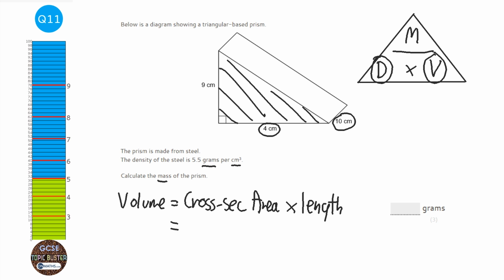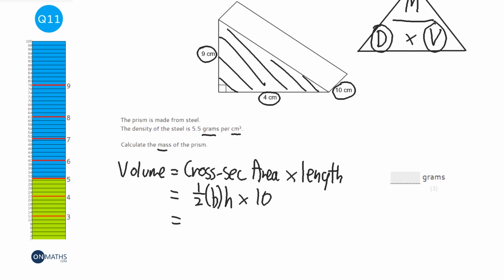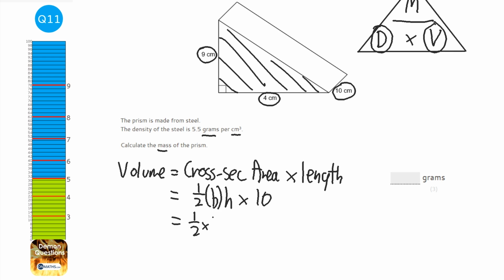We've got the base, which is 4, and the height, which is 9. So it's half times base times height, and then we're going to times it by the length, which is 10. So what have we got? The base, which is 4, so it's half times 4 times the height, which is 9, times 10.